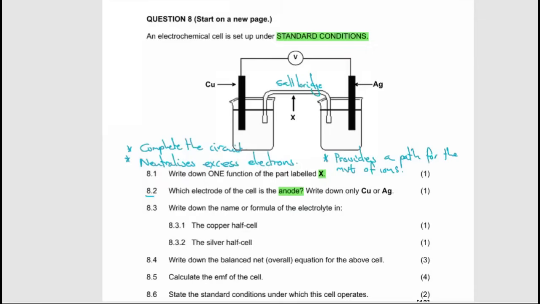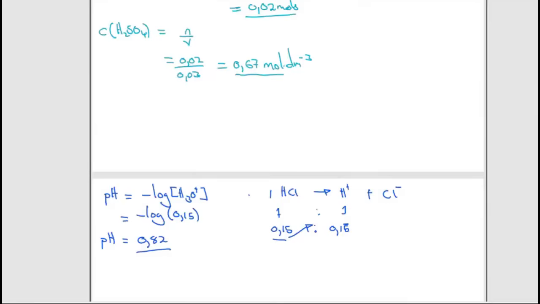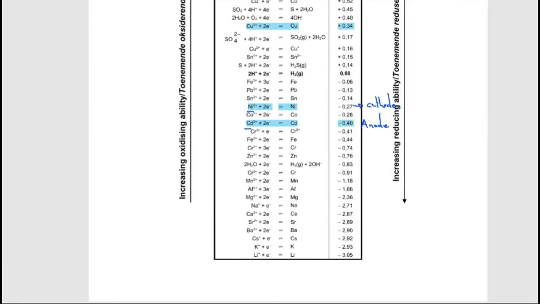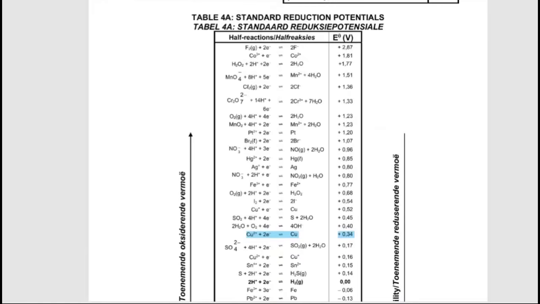And then what am I looking for? Let me confirm. It's actually silver, 0.80. So this is my silver there. These are the ones that are highlighted that we're looking for. According to this, this one is going to be my anode. So my copper is going to be my anode, and then this one is going to be my what?